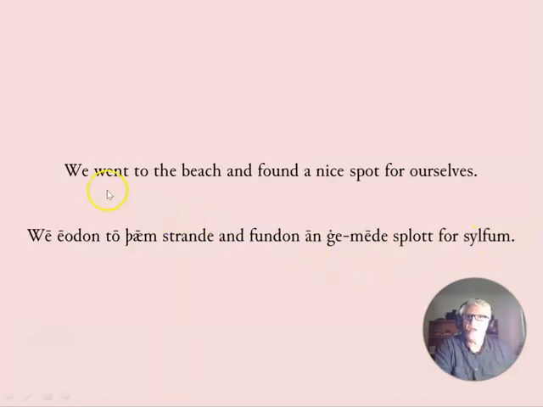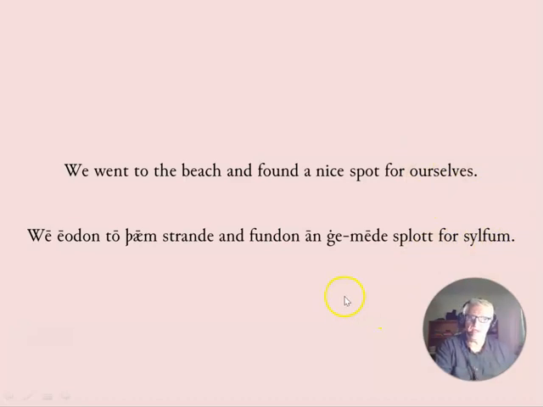Next one. We went to the beach and found a nice spot for ourselves. We eardon to tham satrande underfundon anyameda saplotta varasulvum. Notice ourselves is sulvum. Okay.